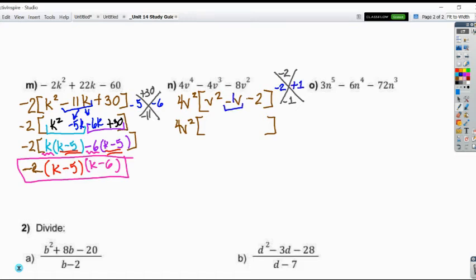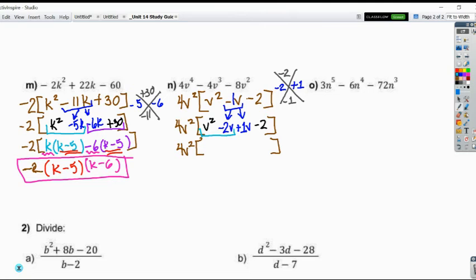Rewrite that middle term, right? You know, you were thinking about that invisible negative 1. It's now negative 2v with positive 1v. Bring down everything else. V squared comes along, negative 2 comes along. So my greatest common factor, 4v squared, is still here with us, and we're ready to group.